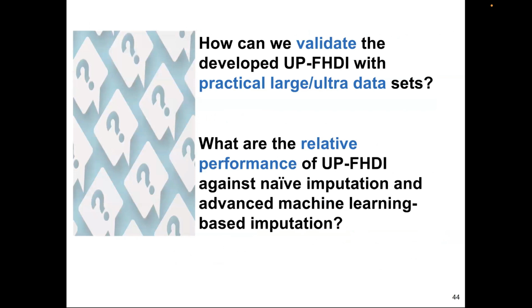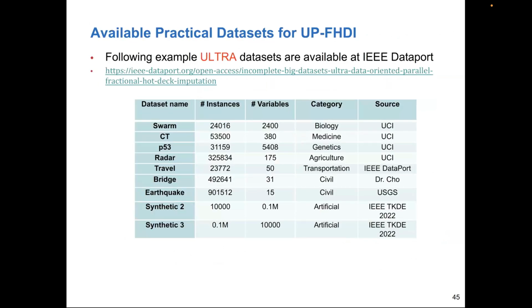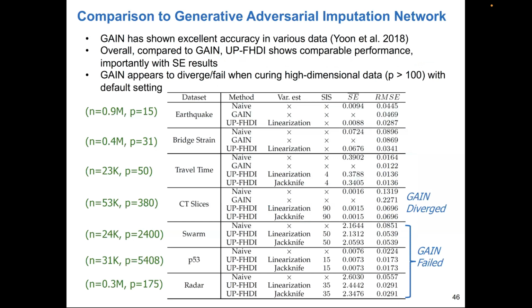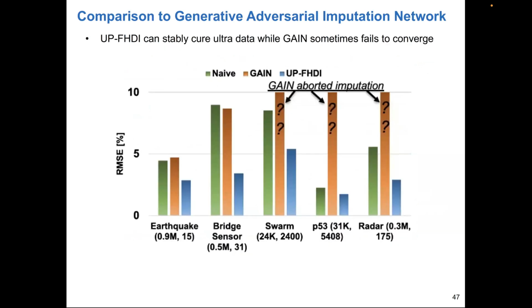So validation, how can we validate this? As I mentioned, we tested a lot of data from various domains, including the artificial intelligence domain, all the way to biology. By the way, these are all available in this data depot. I'm happy to share this presentation, so please contact the organizers. The bottom line here is that this is a summary table. GAIN is a generative adversarial imputation network. It's a deep learning style imputation method, very popular these days.